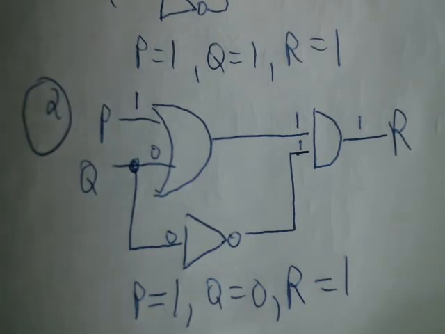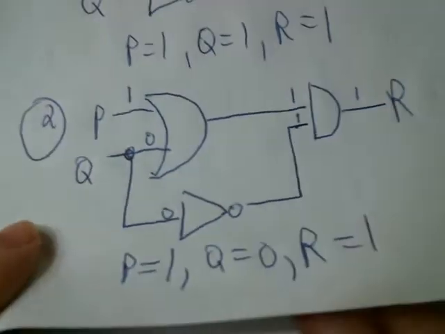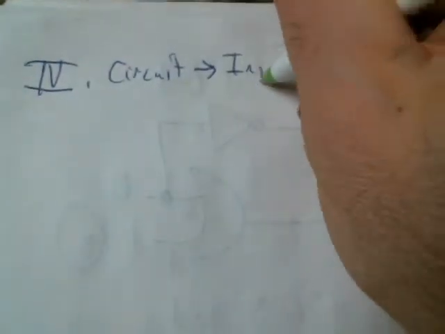Okay, we want to be able to convert from tables to symbols to diagrams. And so they'll spend some time working through those kind of problems with you. Let's take a look at going from a circuit diagram to an input-output table. So section 4, we have a circuit diagram to an input-output table.